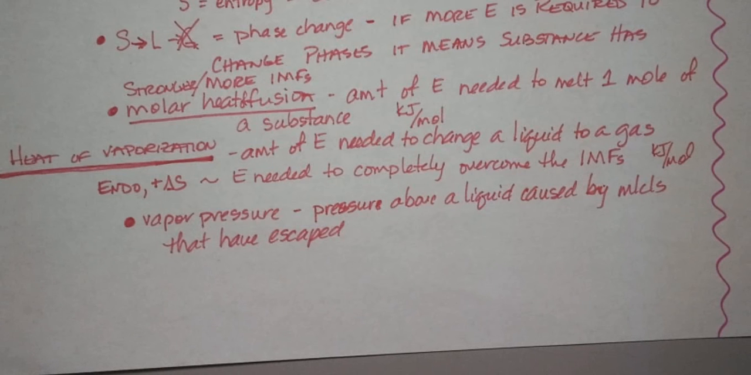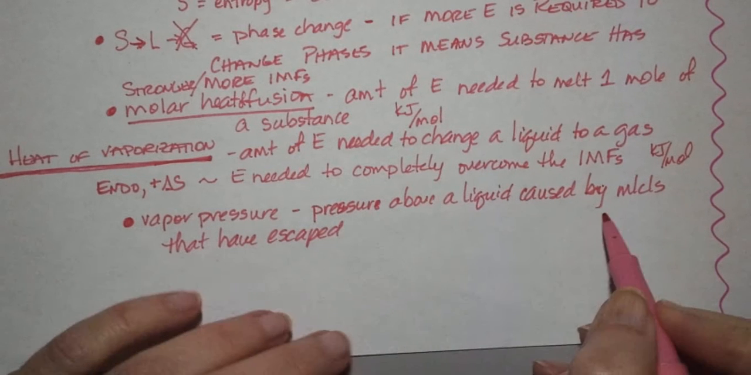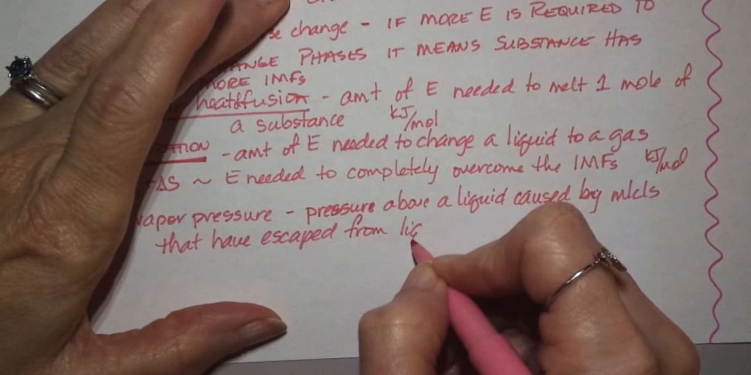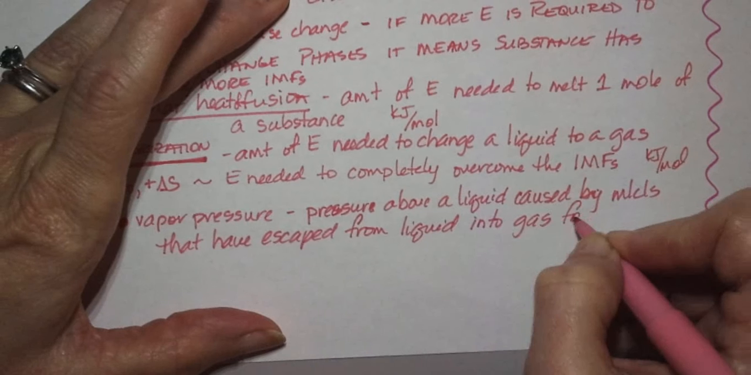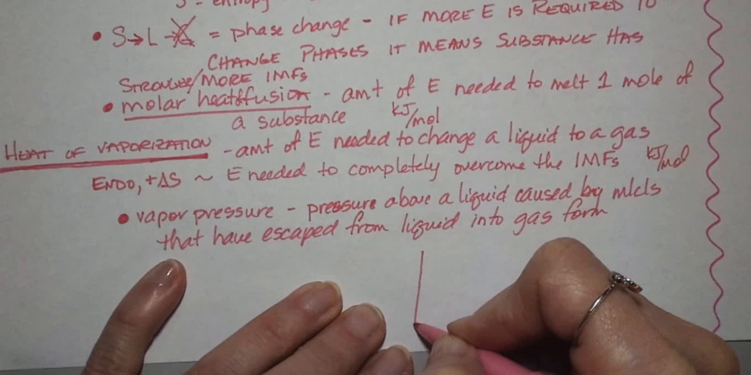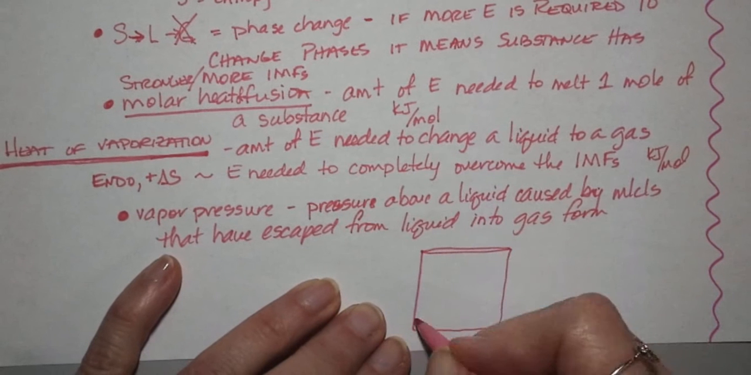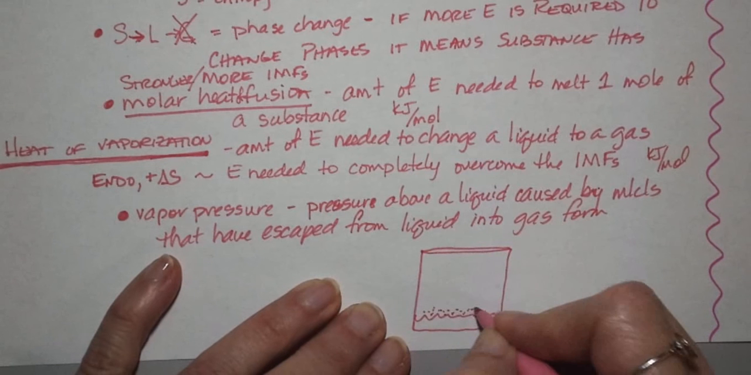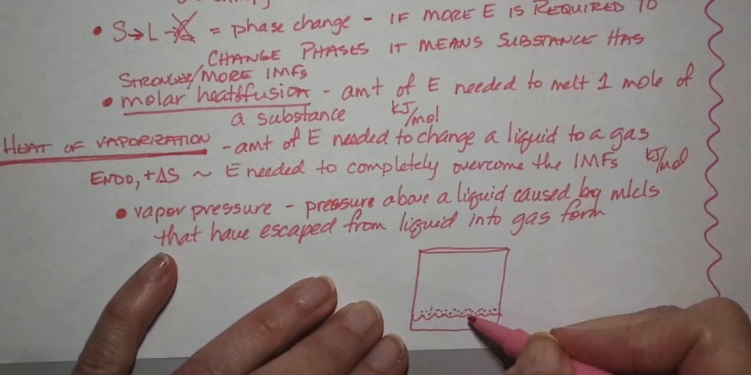So the pressure above a liquid is caused by the molecules that have escaped from the liquid into gas form. So if you have your tank or your beaker, and you can have solid stuff in there too, but if you have the liquid stuff in here, there's going to be a vapor pressure right here just from that substance. Ignore the atmospheric pressure. The atmospheric pressure is there, but this is just from molecules changing to a gas, and then the gas changes back to a liquid. There's an equilibrium, a balance there.